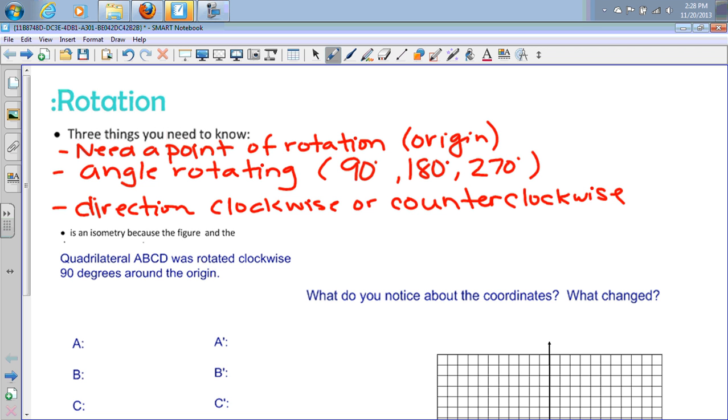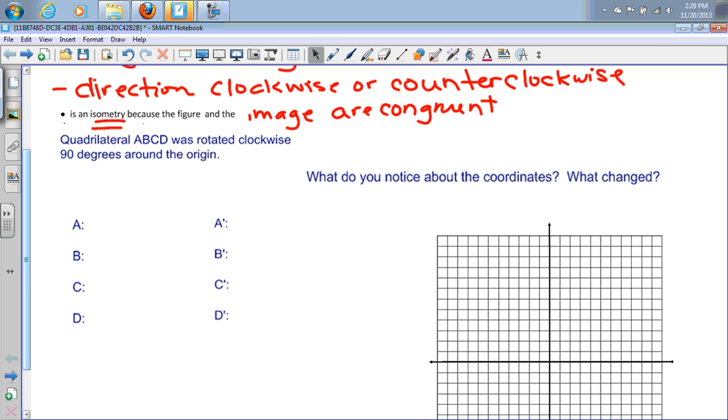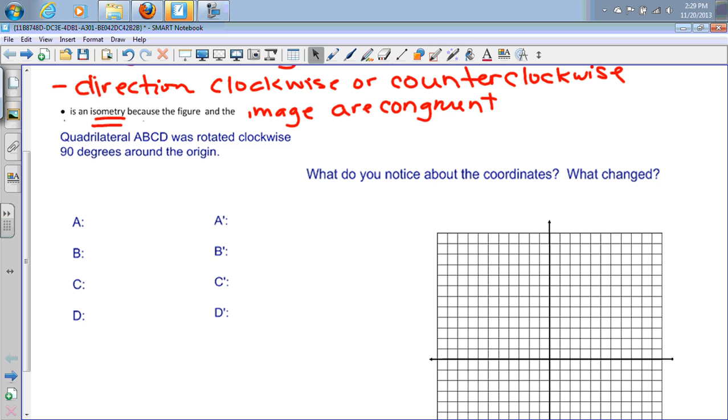Let's ponder that one. In rotation, you will have isometry because the figure and the image, so the pre-image and the image, are congruent. There is congruency. Okay? All right, let's begin by looking at quadrilateral ABCD. We're going to rotate that 90 degrees around the origin.